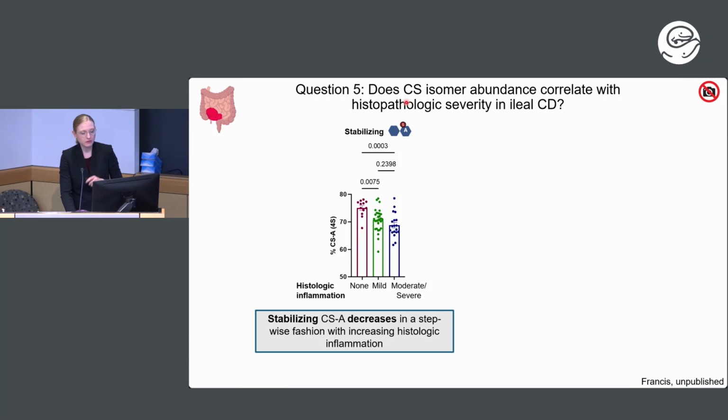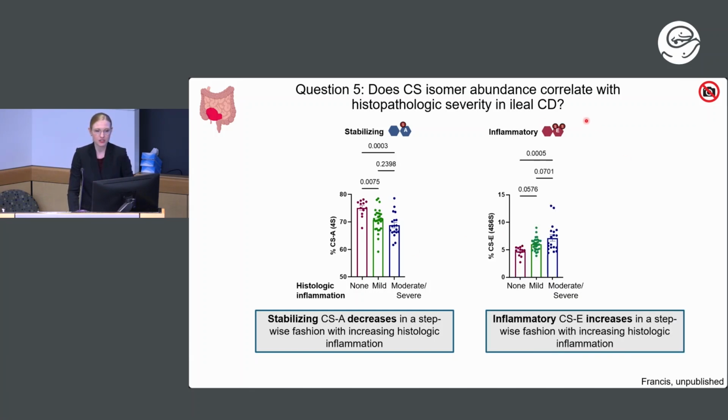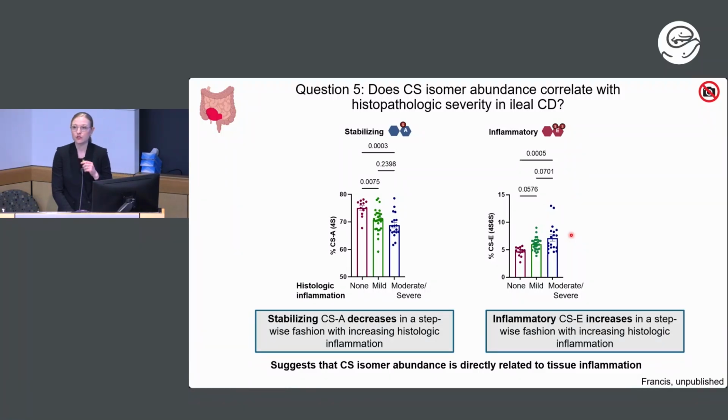But when we look at the stabilizing CSA isomer, it decreases in a stepwise fashion associated with increasing histologic inflammation. And the opposite is true for inflammatory CSE: a stepwise increase with increasing histologic inflammation. So overall, this suggests that the CS isomer abundance is directly related to tissue inflammation.